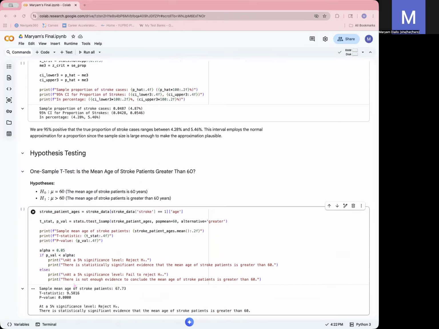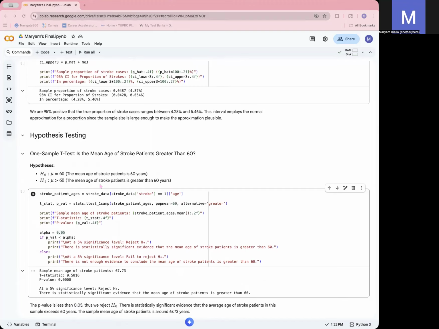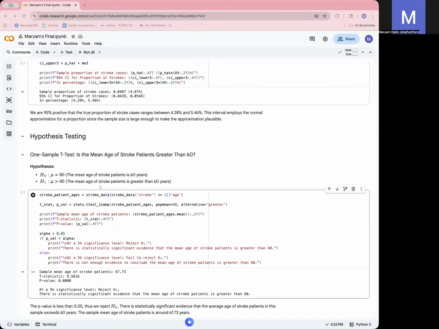Next up, I ran a hypothesis testing. The first hypothesis testing, I wanted to test whether the mean age of stroke patients is significantly greater than 60 years old. My null hypothesis was that the mean equals 60, and my alternative was that it's greater than 60. I chose 60 because that's commonly the threshold for elevated risk factors.